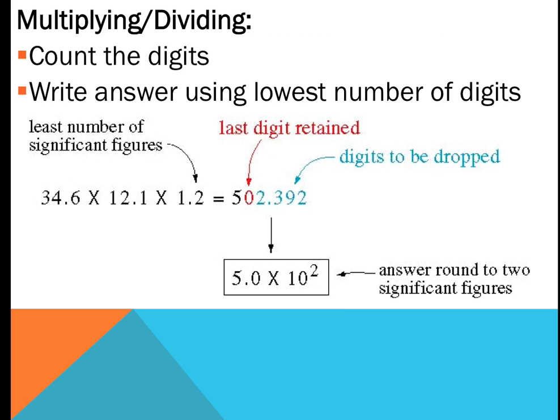And here is another example. We need to count our digits, so write the answer using the lowest number of digits. Our first value, 34.6, has 3 digits. Our second value, 12.1, has 3 digits, and our third value, 1.2, has 2 digits. When we do that multiplication, we get 502.392. The 0 is our target number, so we need to get rid of the rest of the numbers, and since following the 0 is a 2, we can stay the same.